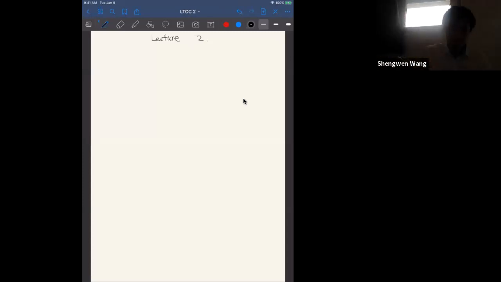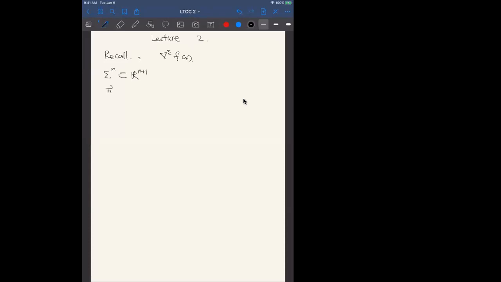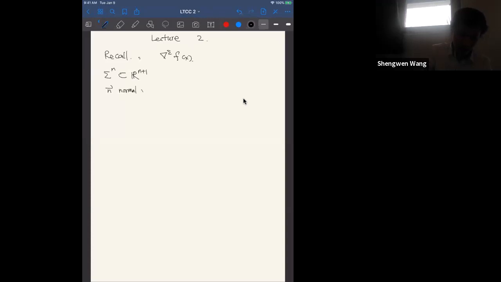Okay, so let's recall last time that we made some notation about the submanifold derivatives. So the gradient of a function, in this case, sigma n is a hypersurface in R^{n+1}, and we denote n to be the unit normal vector field on sigma n.